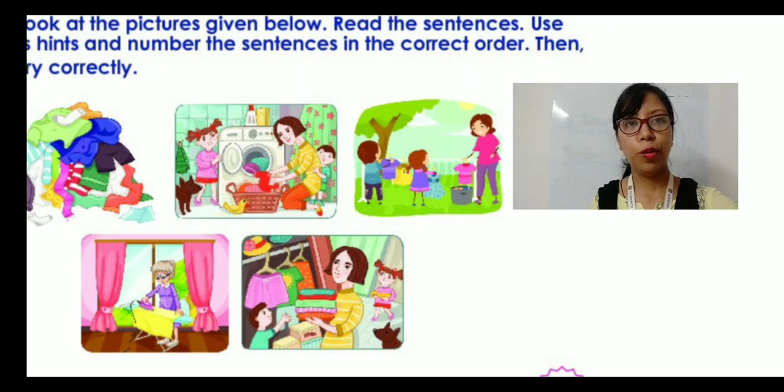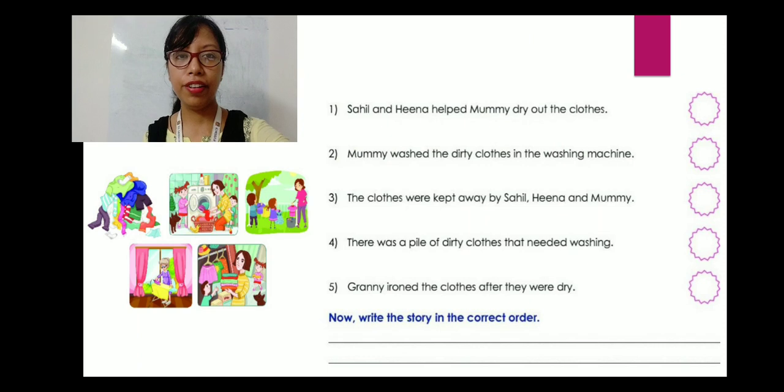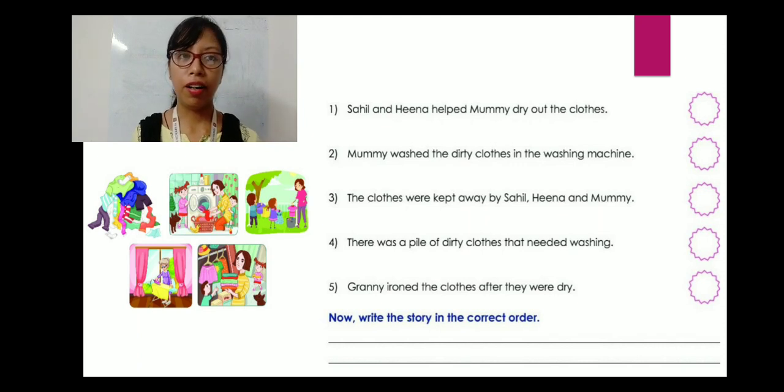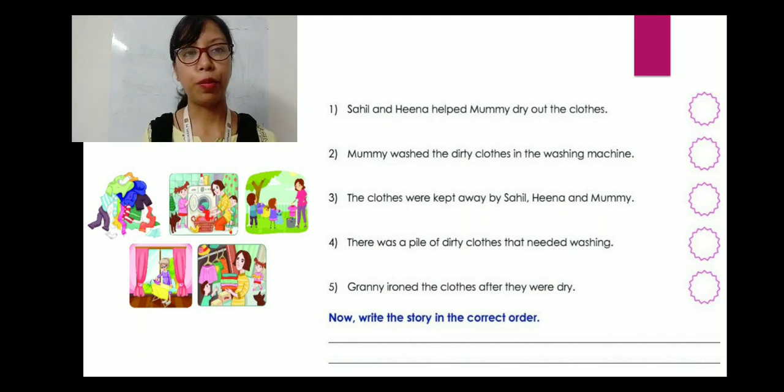Now let's move towards the next part. Now as you can see here, we have already got the pictures, right? Now as you have seen, the pictures have been put orderly. Number 1 is the pile of clothes. Next is the washing machine where the kids are helping their mother. Then the third picture shows the kids helping their mother to dry up the clothes. Then a granny is ironing the clothes, and then the last one, where the kids are helping their mother to keep the clothes in the wardrobe, right?